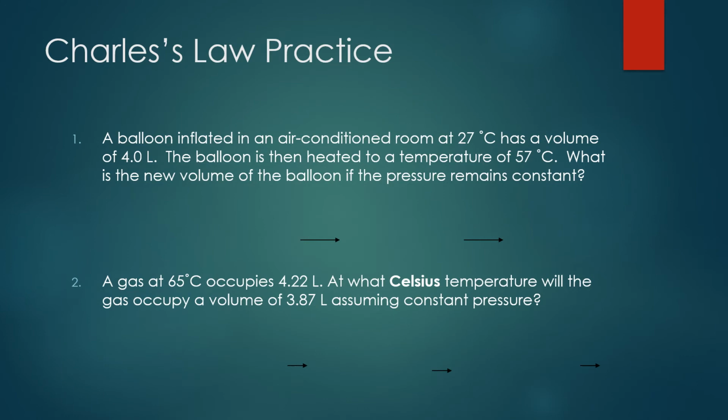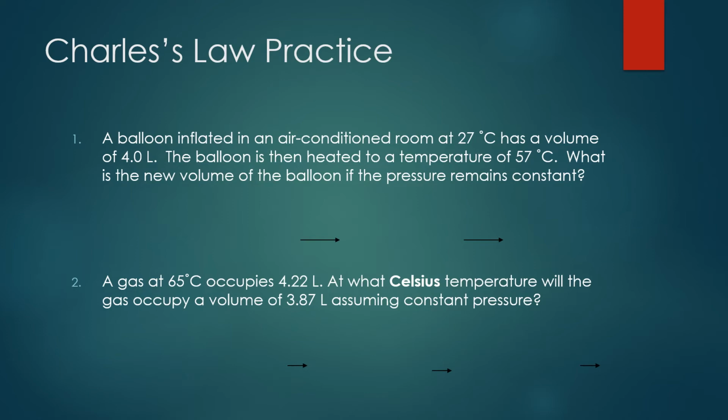So from here we're going to take a couple examples of Charles' law. Again, I will read the problem to you, I will do number 1 with you, and I will let you do number 2 on your own. A balloon inflated in an air-conditioned room at 27 degrees Celsius has a volume of 4.0 liters. The balloon is then heated to a temperature of 57 degrees Celsius. What is the new volume of the balloon if the pressure remains constant?